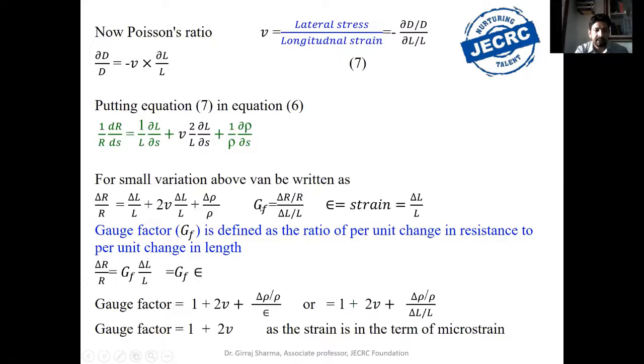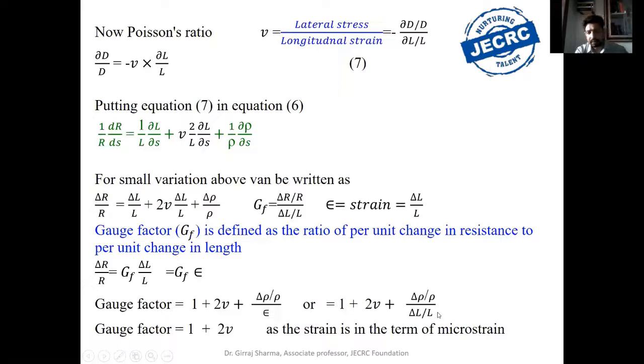Now, we can define gauge factor as the ratio of delta R by R divided by delta L by L, which is defined as the ratio of per unit change in the resistance to the per unit change in the length. Now we know that per unit change in the length is the longitudinal strain, which can be denoted as epsilon. So it is delta L by L. We can divide this whole equation by delta L by L. So finally we get GF, which is equal to 1 plus 2V plus delta rho by rho divided by epsilon, where epsilon is delta L by L.